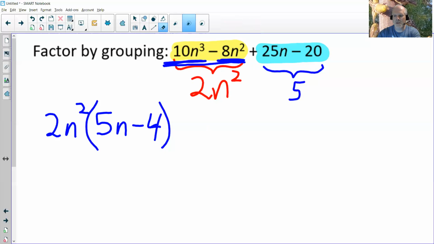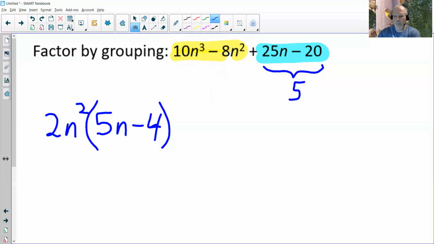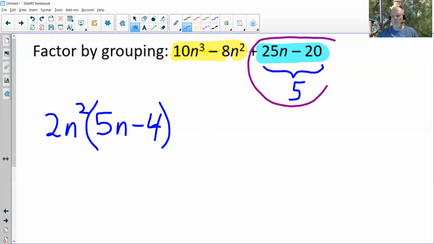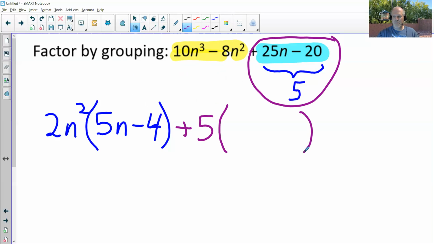Okay, let's clean this up a little bit. So we already did this, so we can get rid of that part. So now what we'll do is this part. Remember, my GCF is 5. So I'll put plus 5 and then my parentheses. So 5 times what is 25n? Well, that would be 5n. And then 5 times what is negative 20? That would be minus 4.